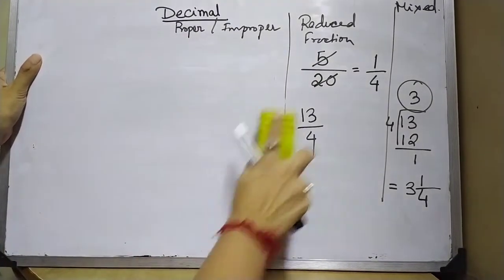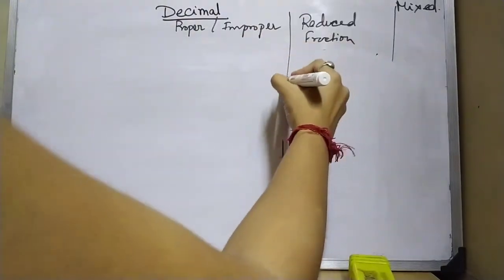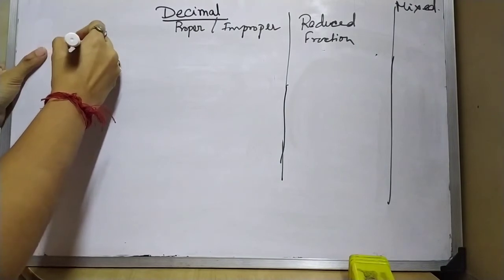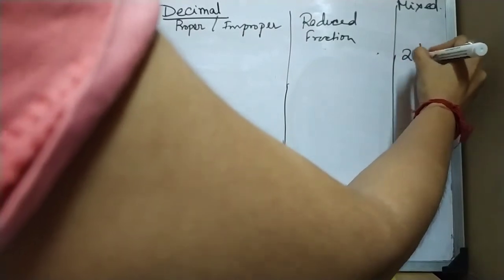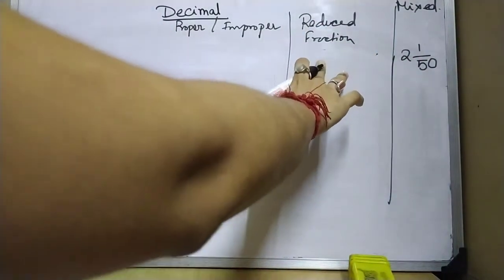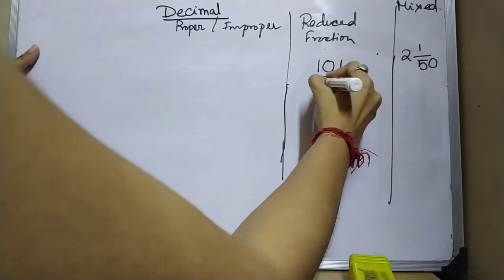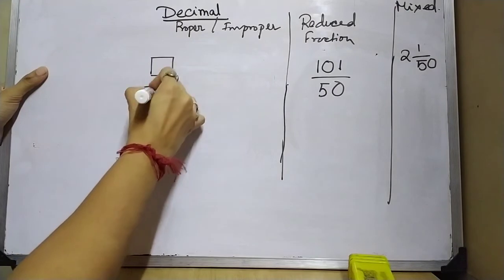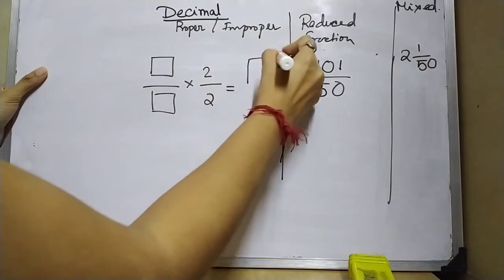Let's take another example from your book only. Suppose the mixed fraction is given as 2 whole 1 by 50. So what I need to do is come to the improper fraction: 50 times 2 is 100, so I get 101 by 50 here. Now here a box is given, times 2 divided by times 2, and here we get the answer.